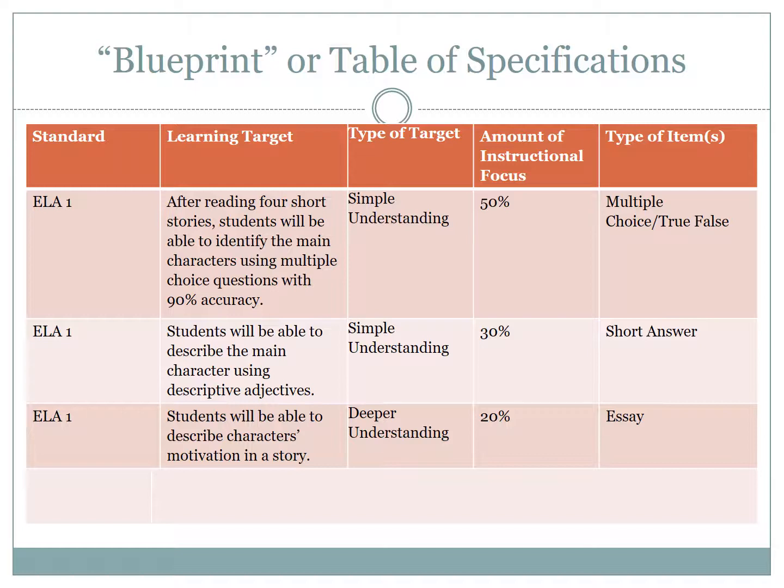So suppose I use this blueprint or table of specifications to come up with 10 questions on this unit. I might have 5 of those questions, multiple choice and true false, to assess the first target. I might have 3 multiple choice and 2 true false, for example. Then I'd have another 3 short answer on the second learning target. And then I would have maybe 2 essays, or maybe even 1 essay, because an essay is a longer question, 1 or 2, asking them to read a short passage and describe some motivations. And so if I do that, then I've got a nicely aligned assessment aligned with the learning targets.